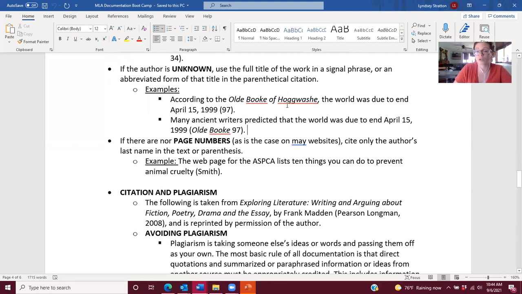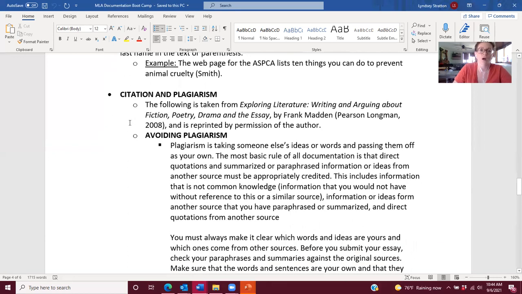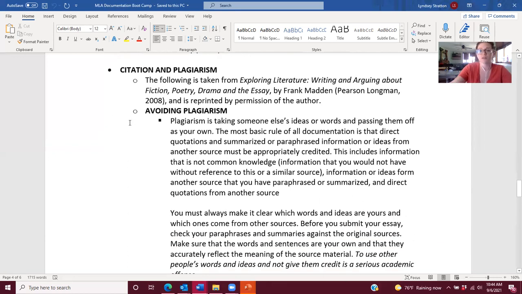But again, this is only for books or sources that do not have an author, or they're unknown. If there's no page numbers, as is the case with websites, you're just using the author's name to cite. You don't need to have a page number unless there's a page number that's already associated with it. You obviously want to avoid plagiarism because it is technically illegal.